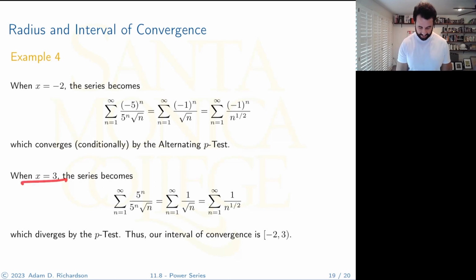When x equals 3, the series becomes this, which becomes this, which becomes this, and again, this is a p-series, but now it's going to diverge by the p-test. This is not alternating, right? It's going to diverge by the p-test. So our interval of convergence is -2 to 3 with -2 included. And that's the idea.